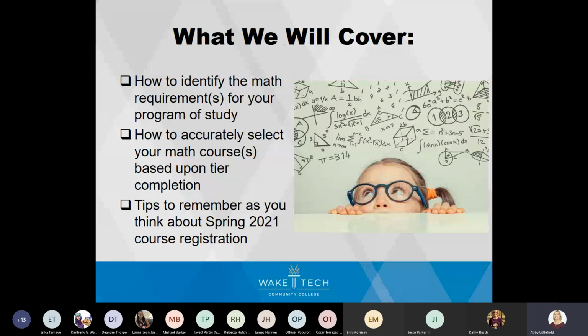so that you can then move on to the second bullet, which is to figure out how many tiers you need to complete in order to successfully move on to the math that you need for your program of study. And in addition to those two things, we're going to give you a few tips as you are planning for spring 2021 course registration, because believe it or not, that is right around the corner.